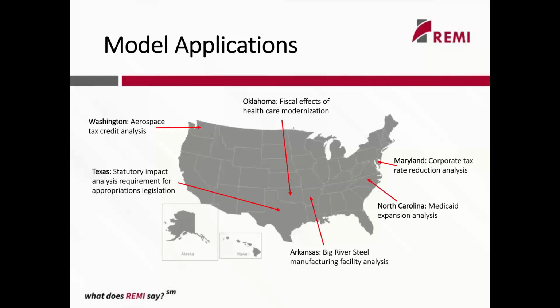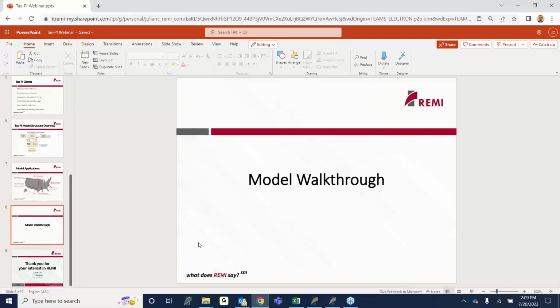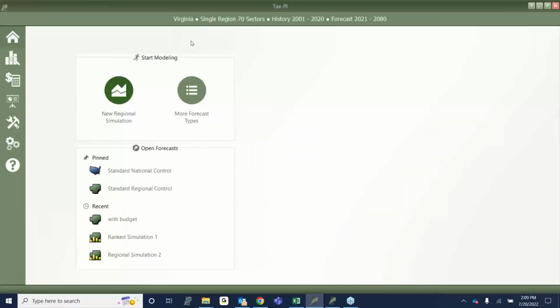And so, yeah, now I'll pull up the model and we can get going. Okay, so this is the homepage. Today I've got a 3.0 version of a Virginia model, single region, 70 industry sectors, and you can see it's forecasting out to 2080. You might notice the homepage is a little different than previous versions. You're greeted immediately with the new regional simulation. That's what most of our users' go-to button is.